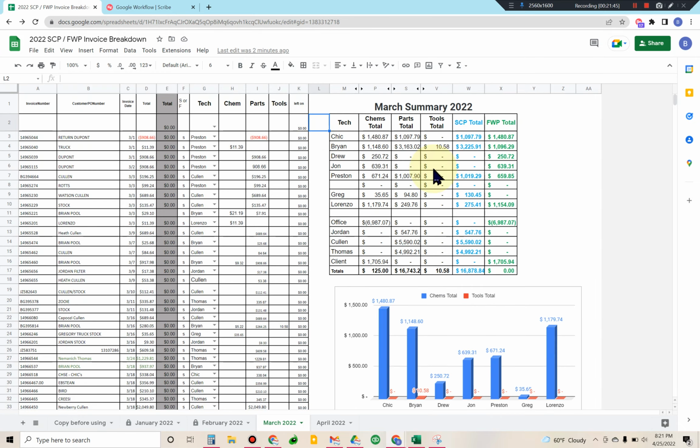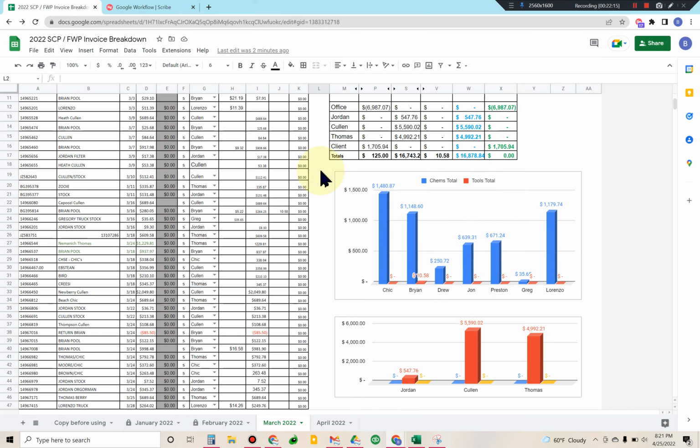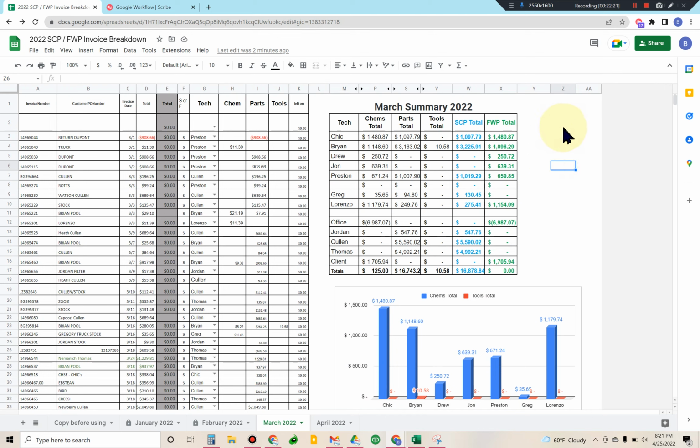Then you'll staple it with this March summary on the top, and put that on my desk so that I have it printed for review. This has to be done each month before the company meeting, preferably completed by the first week, because the route meeting or the company meeting is the second week, and I need time to look this over, change these graphs if I need to, all of that kind of stuff. So I just need it done before then. That is the invoice breakdown for SCP and FWP.